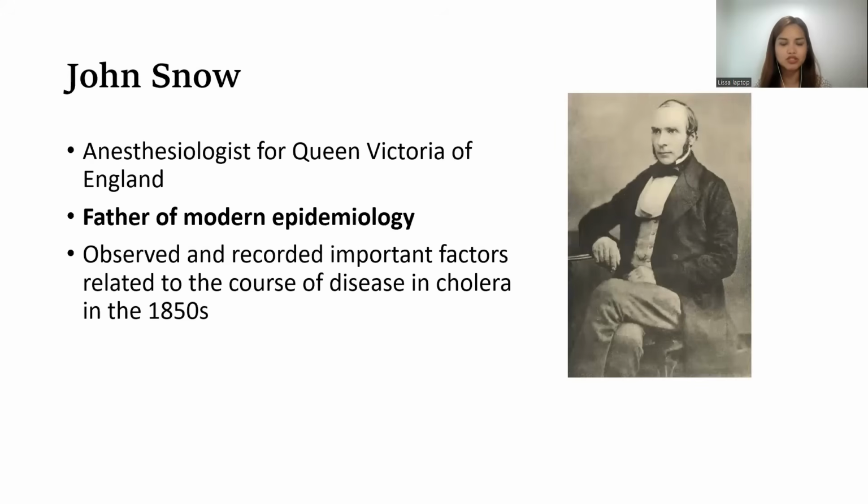Next is John Snow. He was the anesthesiologist for Queen Victoria of England and is considered the father of modern epidemiology. He observed and recorded important factors related to the course of disease in cholera in the 1850s. We still use the methods that he pioneered, especially in how to investigate an outbreak or epidemic.